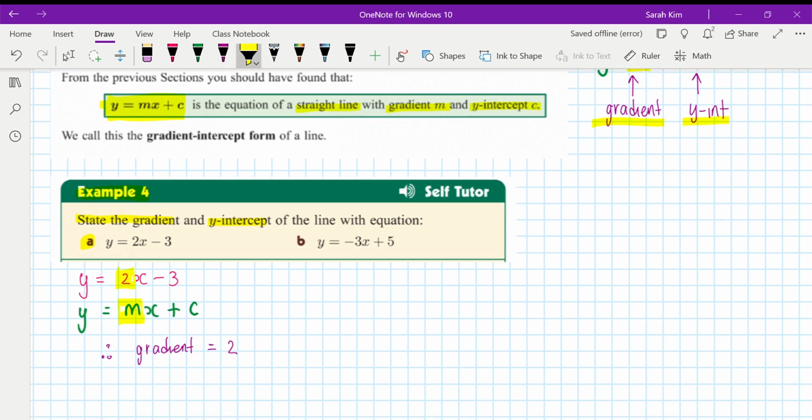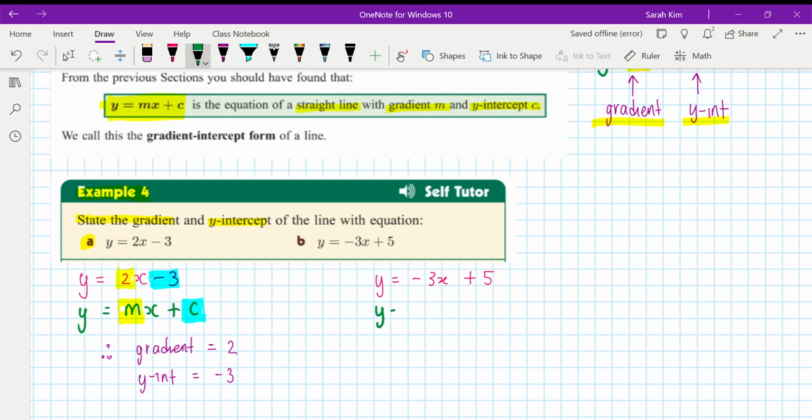And then let me use a different color to show which answer is the c. So c is just basically the number that's by itself. Hopefully you can see that minus 3 is kind of by itself. So all I have to do is write y-intercept is minus 3. That's it. That's really literally it. Let's try the next equation. So y equals minus 3x plus 5.